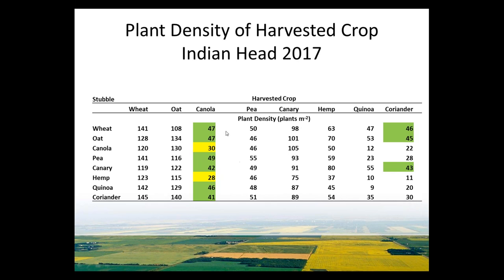Now, if you look at a stronger broadleaf crop, canola still preferred the wheat, oat, and canary seed, but it also did well on everything except the canola and the canola on hemp. So a little bit stronger broadleaf crop, a little bit more potential to survive those dry conditions in that stubble. But nevertheless, when we're hitting these dry conditions, standing stubble really does help preserve seedlings and help them to turn into healthy plants.